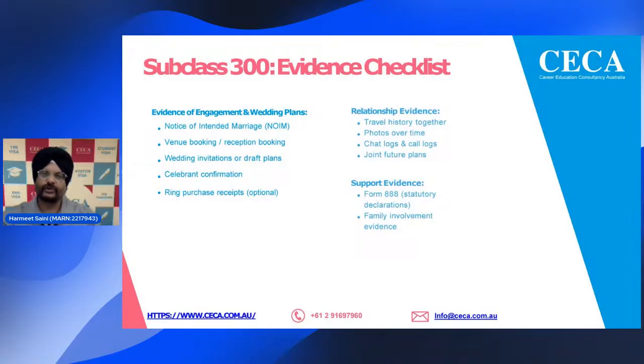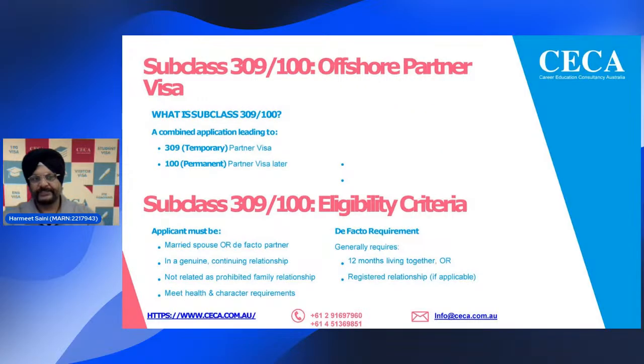at least two of these 888 forms, which must be signed, and a statement must be made by Australian citizens or any Australian permanent resident, and they have to provide their ID as well with these forms. And family involvement evidences, an affidavit from your parents that you can include. So these are the main requirements when you lodge the prospective marriage 300 visa.